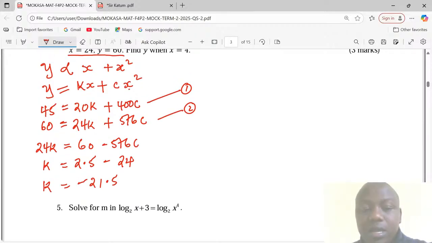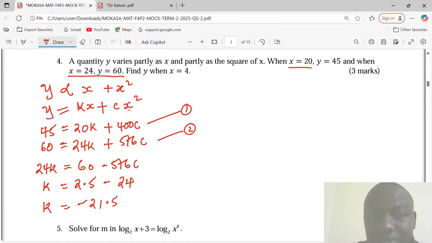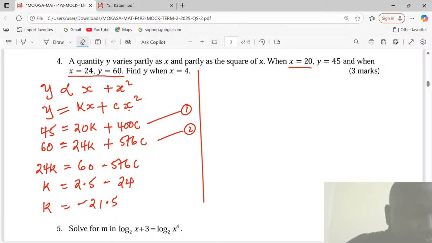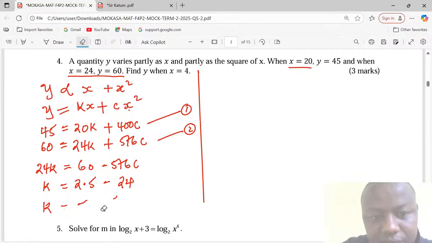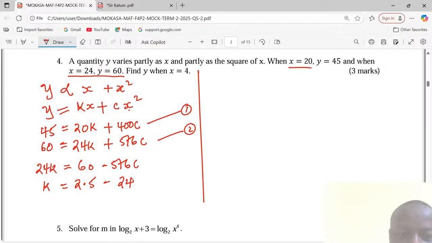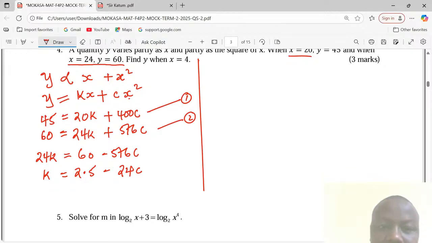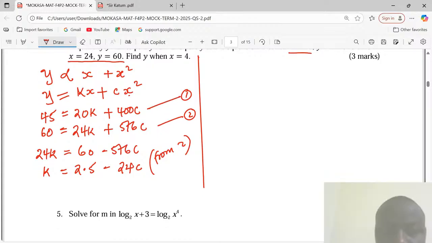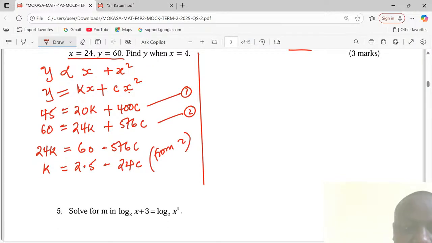With the value of k, we can proceed to find the value of c. I think there's something I'm almost mixing here, and that is, remember, c is still unknown. Now this is from equation 2, look at this. This is from equation 2. That means we can now find equation 1, but with k re-expressed.